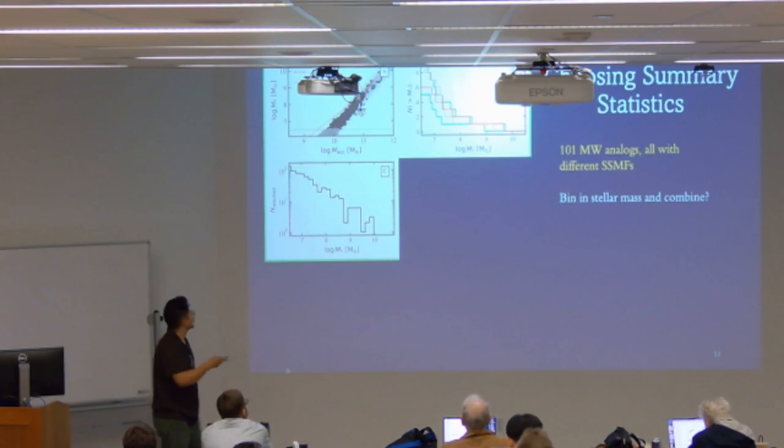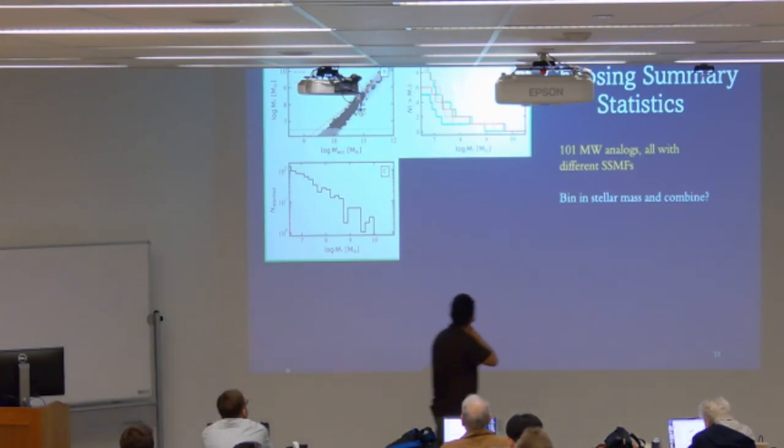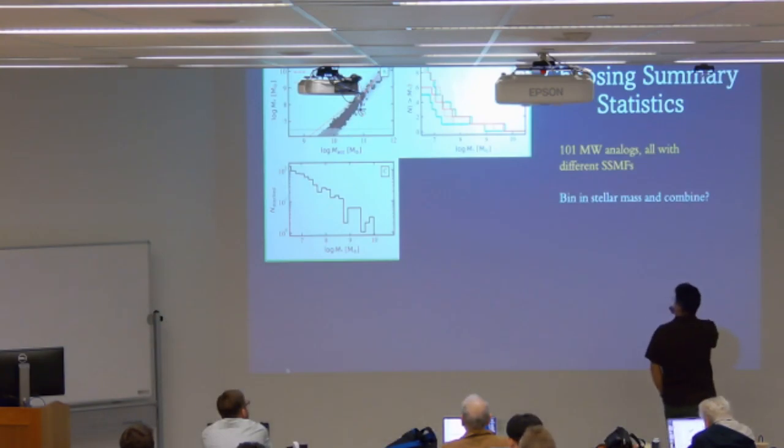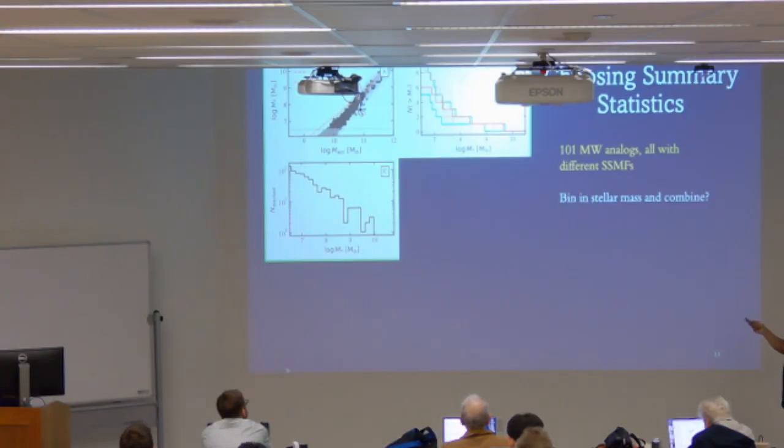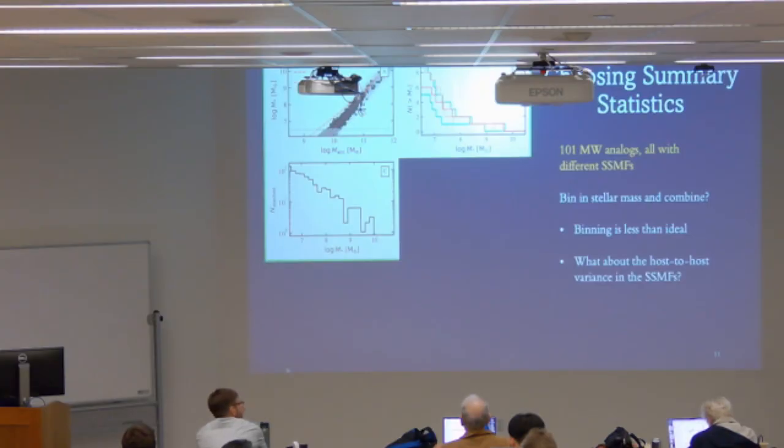Before I go there, this is 4 different hosts. These are the satellite stellar mass functions of 4 different hosts. You can see that they're somewhat consistent. But to combine them, you have to be a little clever. And I guess one basic thing you can do is just bin in stellar mass and create a cumulative satellite stellar mass function. But binning is less than ideal because often it means that your results depend a little bit on your binning scheme. And then you lose information about the host-to-host scatter. And you also lose information about the amount of mass mixing that goes into your underlying host halo mass distribution.